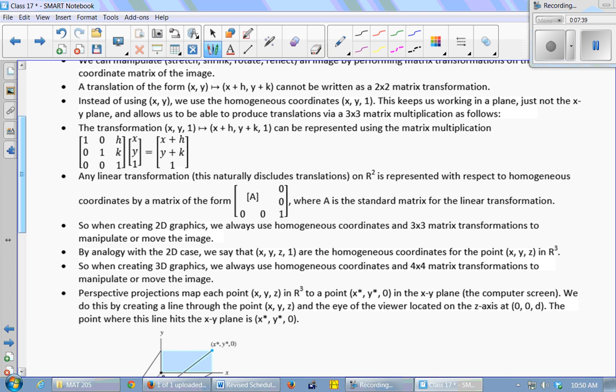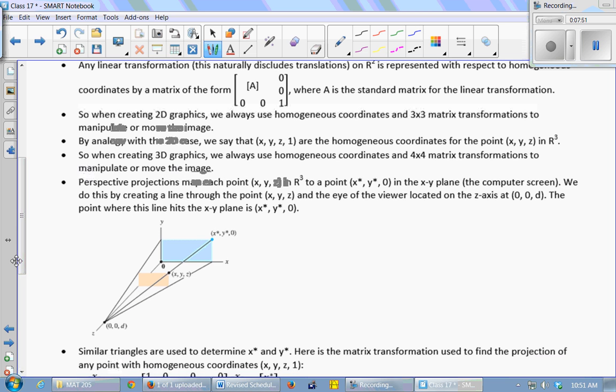So when you're doing 2D graphics, we're always going to use homogeneous coordinates and a 3x3 matrix multiplication to manipulate or move the image. And then an analogy to the 2D case, let's say we want to use XYZ1. If we wanted to do 3D coordinates, we would use XYZ1 to be the homogeneous coordinates for the point XYZ in R3. And when you're creating 3D graphics, you always use homogeneous coordinates and 4x4 matrix transformations to manipulate or move the image.